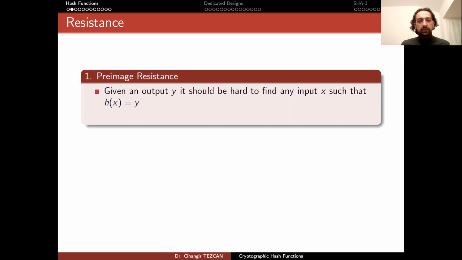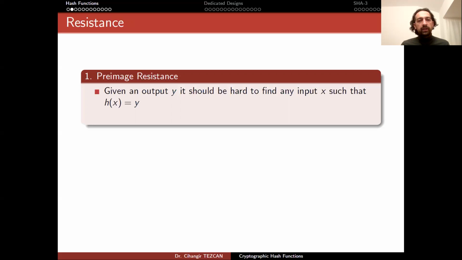So the first property we require is pre-image resistance. Given an output y, it should be hard to find any input x such that h(x) equals y. So you are given an algorithm h, this is a hash function, and you're also given an output, and you're asked to find an input that gives this output. We're saying that for a hash function, it should be hard to find such an x. In other words, we want this function to be one way.